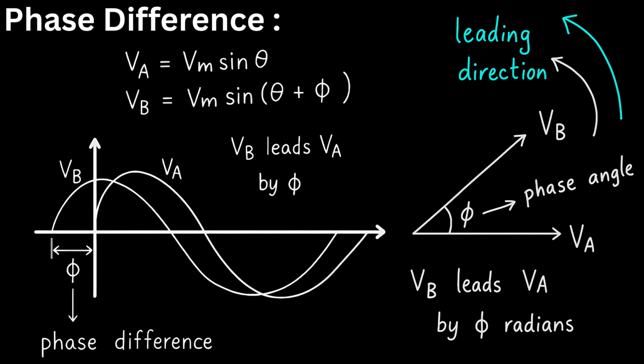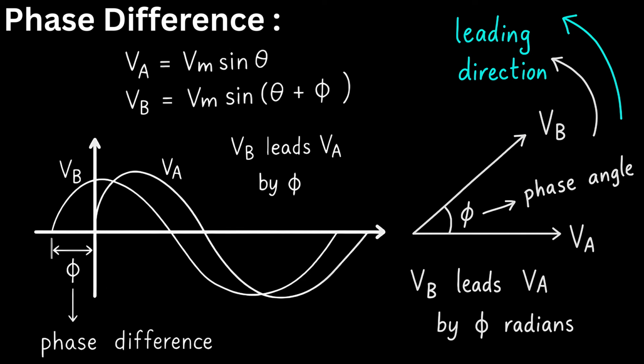Let's look at our diagram. We have an arrow labeled VA pointing straight to the right along the horizontal axis. This is our reference, our starting point. By convention, we place the reference phasor at an angle of 0 degrees. Now, look at the arrow for VB. It has the same length as VA, because we know both waves have the same maximum value. But its direction is different. It's angled upwards. The angle between VA and VB is labeled, once again, with our familiar phi. This diagram is showing us the phase difference directly as a geometric angle.